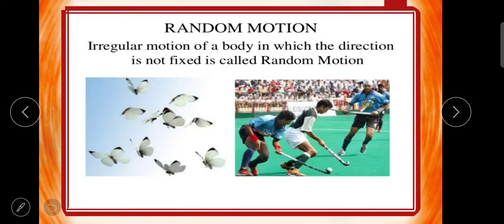Children, one more example is random motion. When there is an irregular motion in any direction, like a hockey player or a football player kicking the ball in any direction, where the motion and the directions are not fixed, it is called random motion, like butterflies. If you disturb them while they are sitting, they will fly in any direction. Like bees and flies, mosquitoes, they all just move in any direction. Such kind of motion is called random motion.